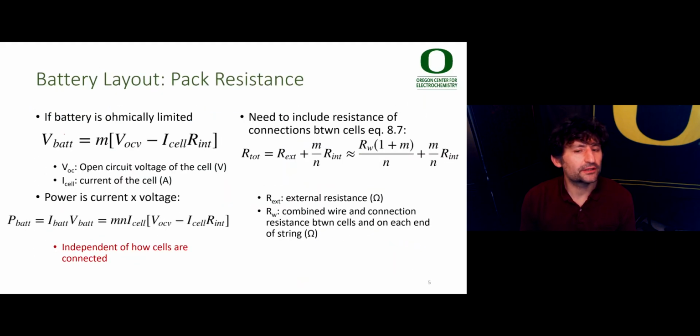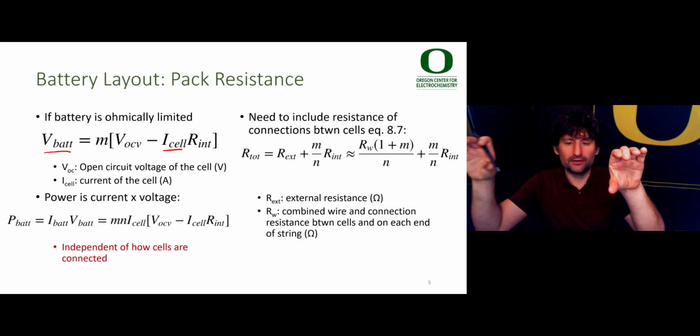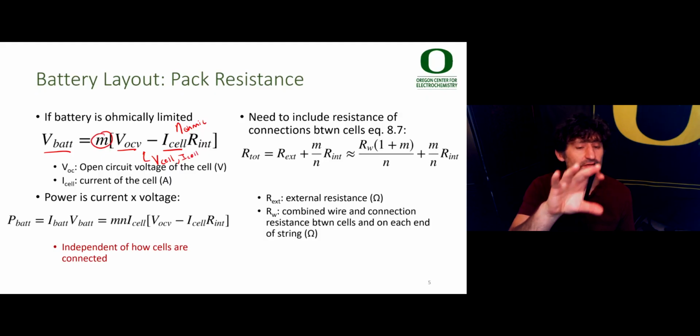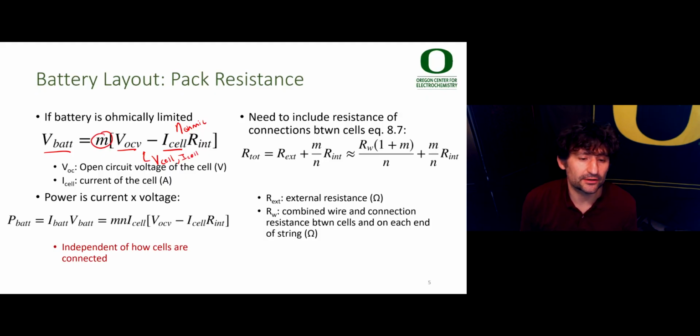If a battery is ohmically limited, the total battery voltage is going to be a function of the current flowing through any individual cell. If you think about a string of a whole bunch of batteries in series, if there are M cells in the string, the battery voltage is just the open circuit voltage for an individual battery minus eta ohmic for that individual battery. So this is going to be V cell under some current condition, I cell, times M, the number of cells that are hooked up in series to make your battery.